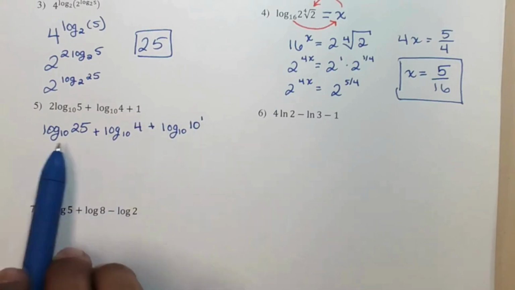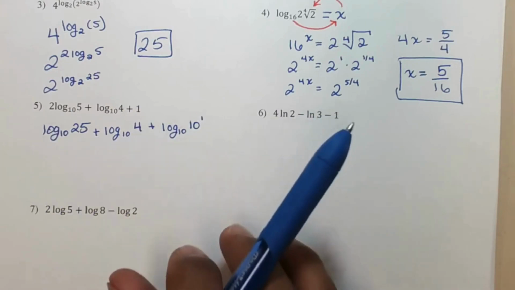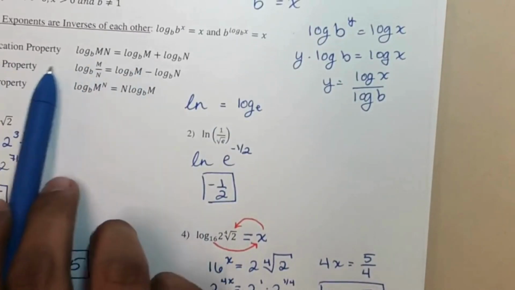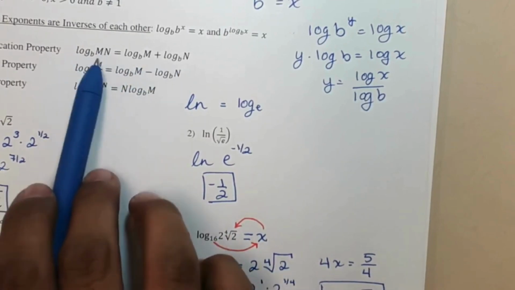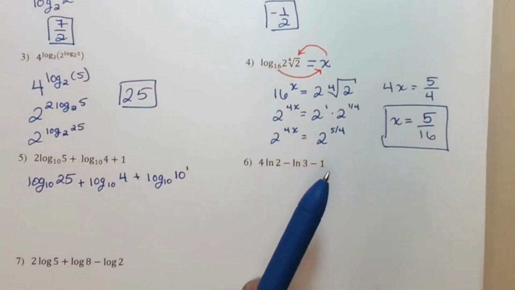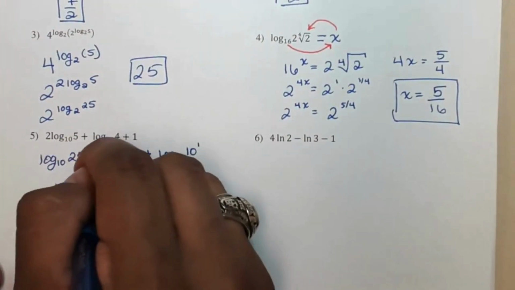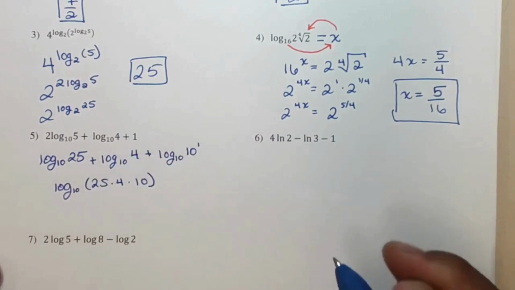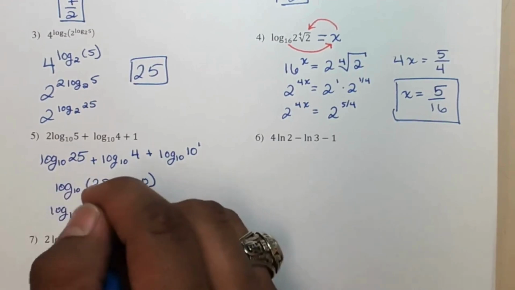Well, now that they're all log base 10 and they're all being added together, what happens to these logs if you're adding them separately? Well, that's the multiplication property. If you're adding logs separately, with the same base, you can actually put them together by multiplying all the numbers on the inside. So I'm going to have log base 10 of 25 times 4 times 10, which ends up being 1,000.